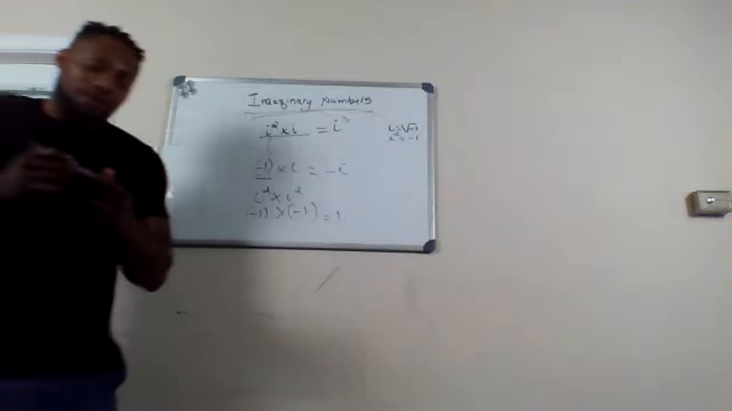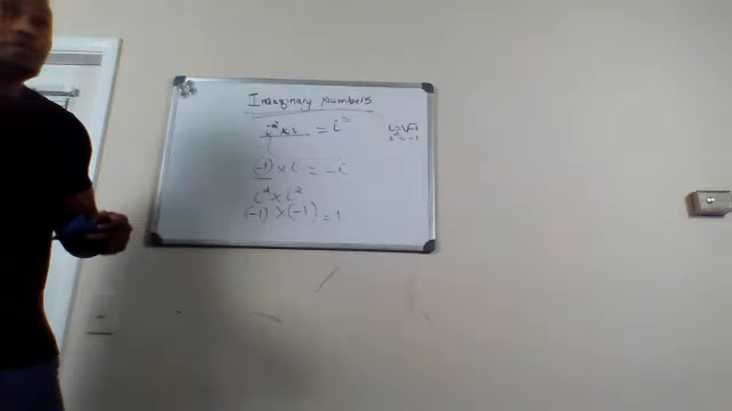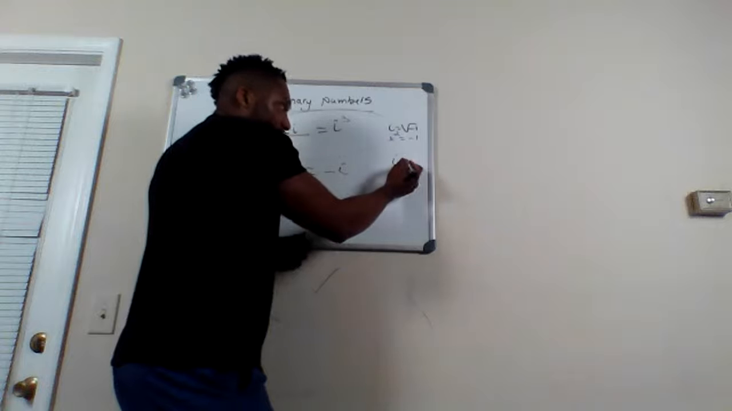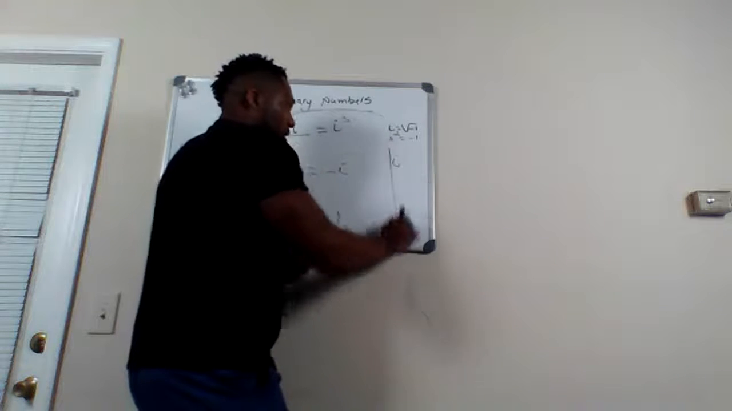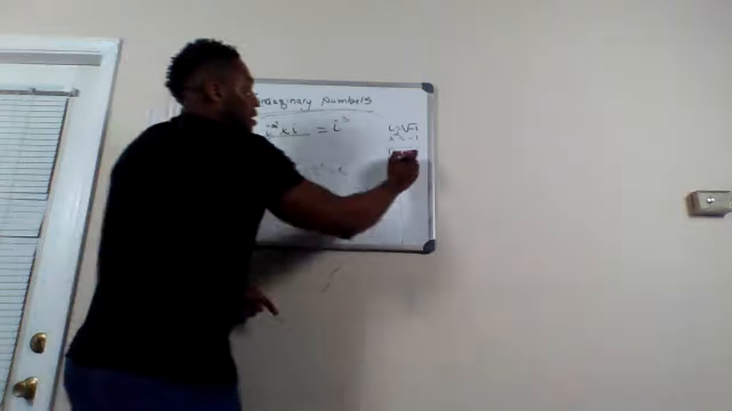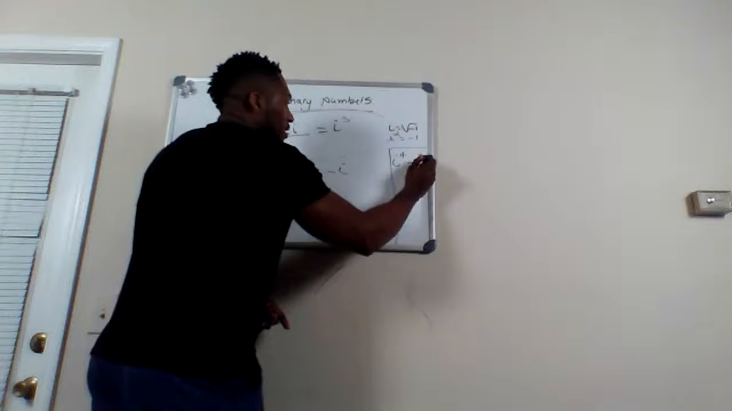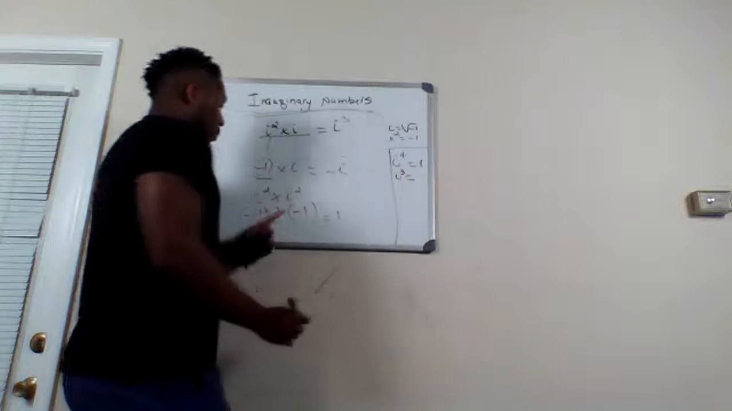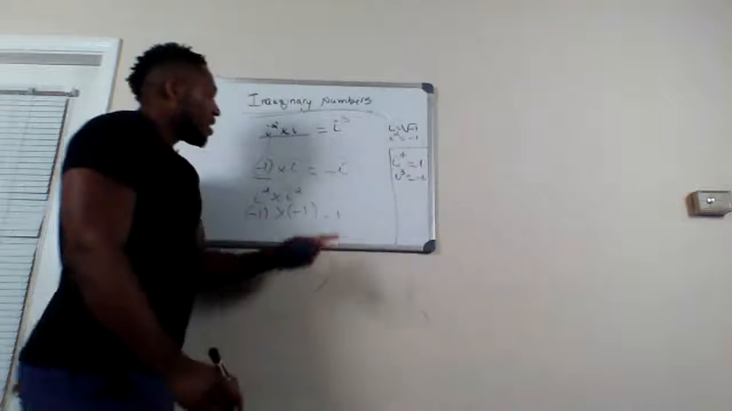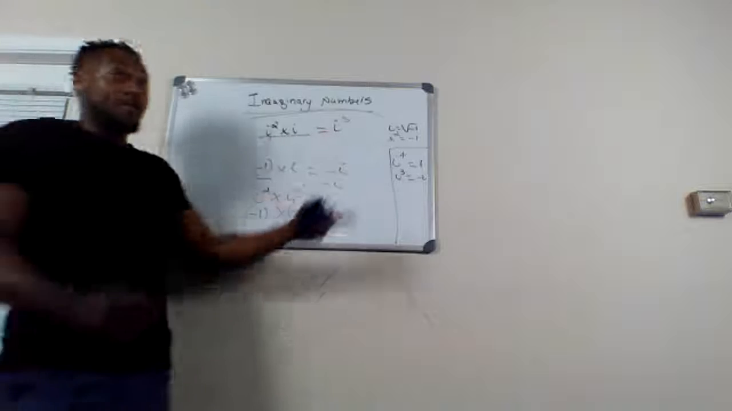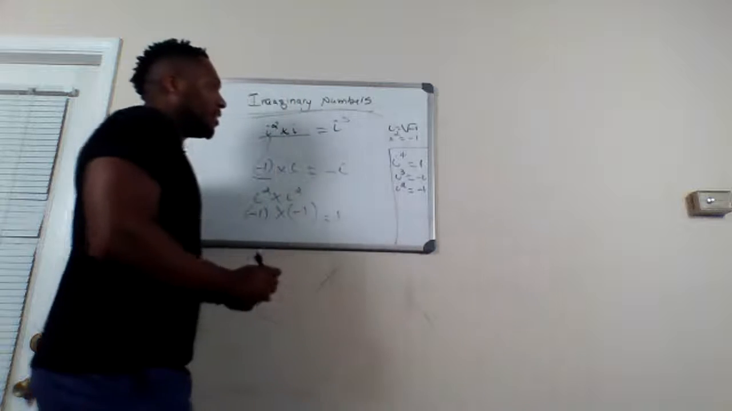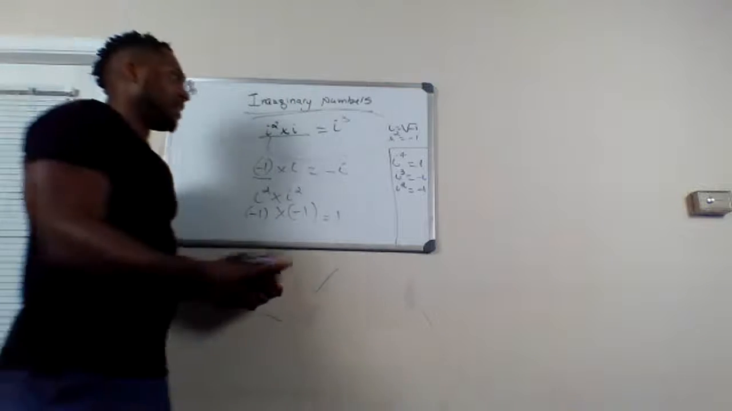So now we know from the top of our head, let's see what we know. I to the fourth is 1, based on the calculation I just did. I to the third is -I. I squared is -1. What's I to the first? I to the first is I, right?